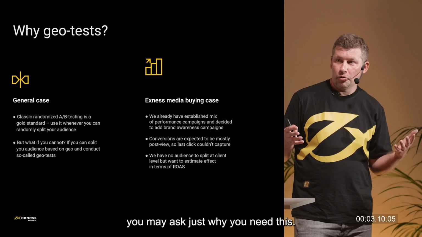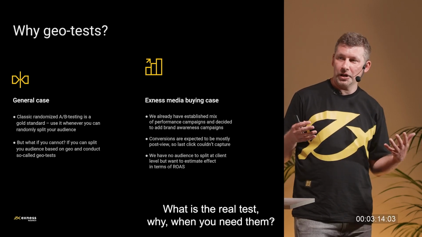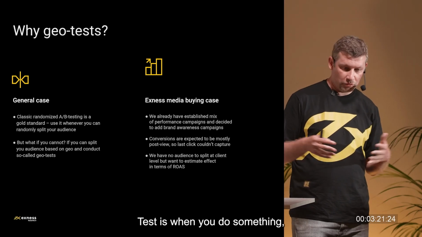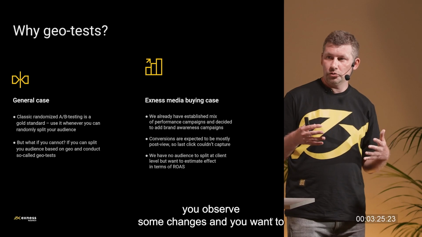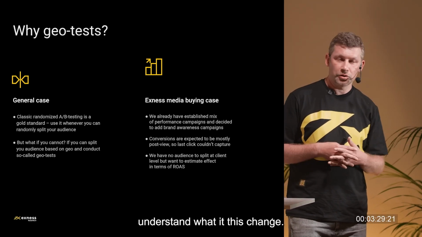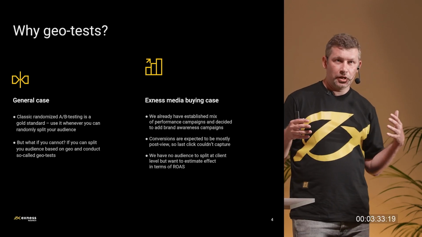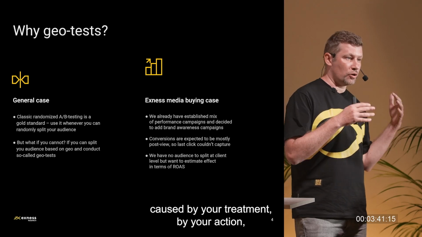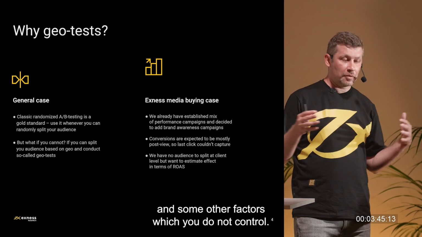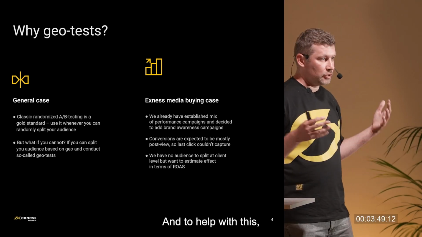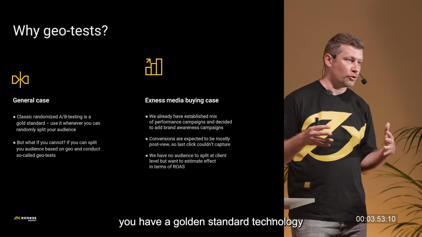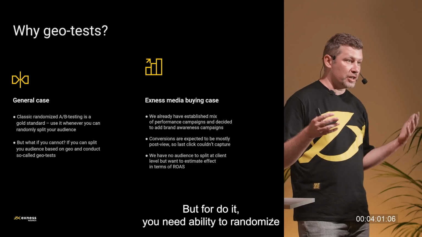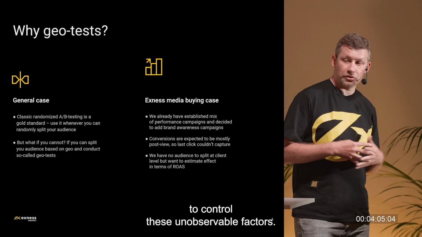You may ask why you need this. What is a geo-test? Why, when do you need them? Basically, a test is when you do something, you observe some changes, and you want to understand what this change is, to split whether the change is caused by your treatment, by your action, or by some other factors which you do not control. To help with this, you have a gold standard technology called randomized A/B tests. But to do it, you need the ability to randomize to control these unobservable factors.